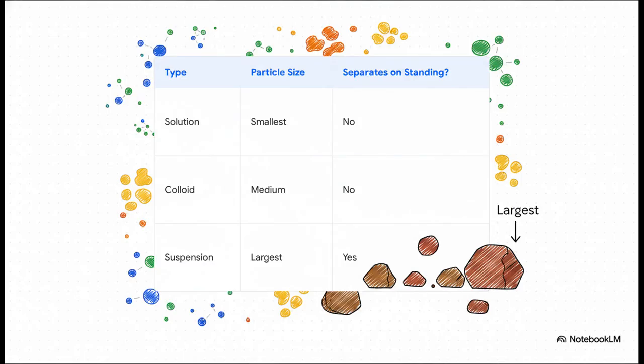So let's break it down one last time. The big difference between a solution, a colloid, and a suspension really comes down to two things: how big the particles are and whether it separates on its own. Solutions have tiny molecular-sized particles, and they never separate. Colloids have medium particles, and they don't separate either, but suspensions, they have large particles that will always separate if you just let them sit.